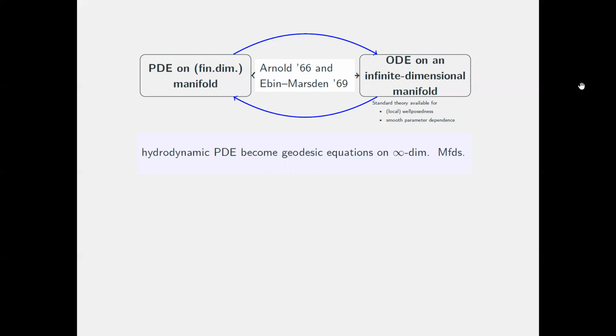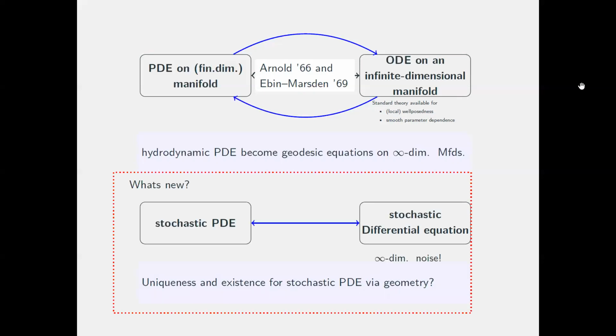And our idea is now to expand this mechanism in the deterministic setting, due to Arnold and Ebin and Marsden, to a stochastic setting. So we want to take a stochastic PDE, associate stochastic differential equations on an infinite dimensional manifold, and go back and forth between the two to learn something about the solutions of the stochastic PDE. Namely, we are interested in uniqueness and existence for stochastic PDE, and we want to establish these results with the help of infinite dimensional differential geometry.